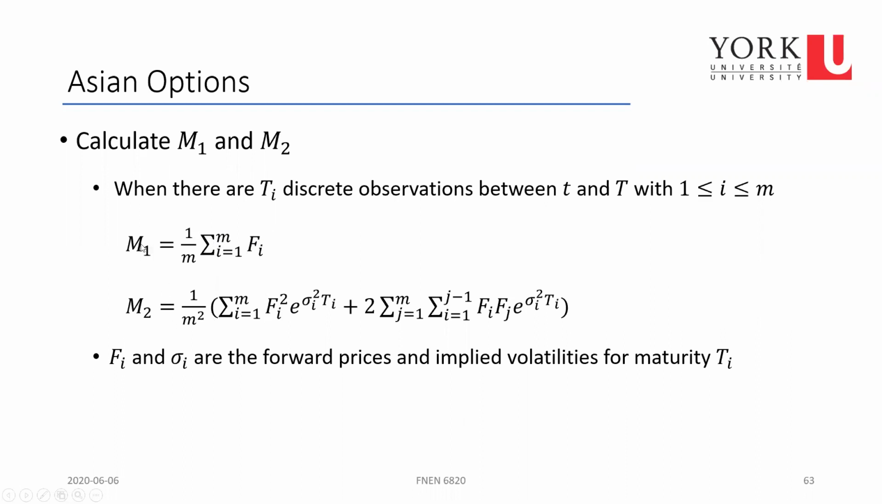Then that gives us M1 and M2, and we can plug them into Black's formula as we discussed before to calculate the price at the initial time, and also with adjustment at any point in time before maturity.